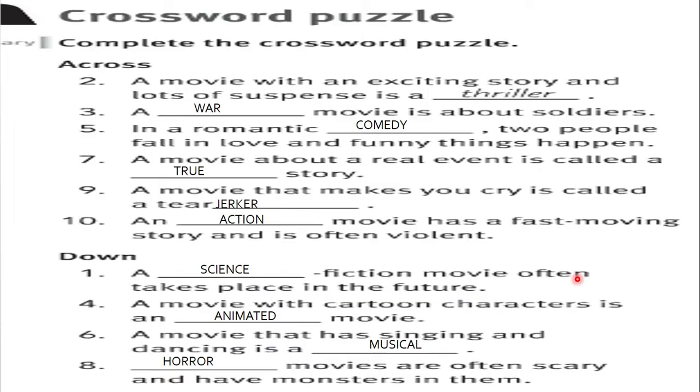Okay? So look at this. Here we have a puzzle that we're going to do in class, but let's see. A movie with an exciting story and lots of suspense is a thriller. Thriller es una película llena de suspenso. A war movie is about soldiers. In a romantic comedy, two people fall in love and funny things happen. Okay? A movie about a real event is called a true story. Una película de la vida real is a true story.